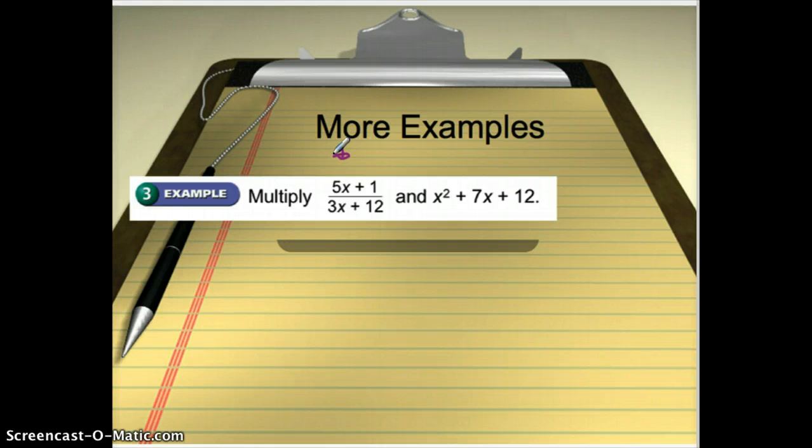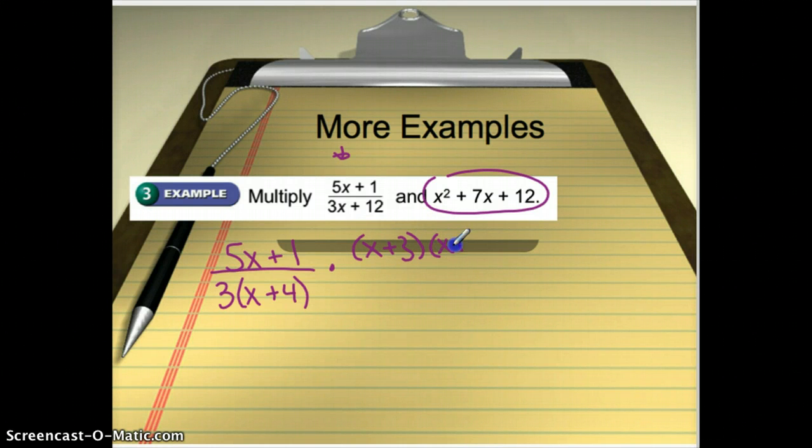Otherwise, you're going to do all these binomials times trinomials, and it's going to get really complex, and you're going to have to do some complicated factoring. So I would recommend, 5x plus 1 doesn't have a GCF, we can't really factor that any better. But 3x plus 12, we can make that 3 times the quantity x plus 4. And we're multiplying that by x squared plus 7x plus 12, and that's going to be x plus 3 times x plus 4. And remember, we can put that over 1 if that helps you.